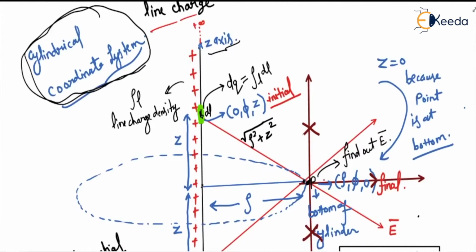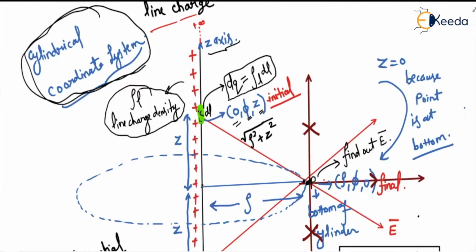Now on this z-axis there are charges present, in which rho L is the line charge density. Then we are taking a very small section here as we discussed. The charge on this small section dq is equal to rho L into dl, and the coordinates of this point are 0, phi, z. We are taking it from the bottom at height z, and rho is equal to 0 because it is on the z-axis.